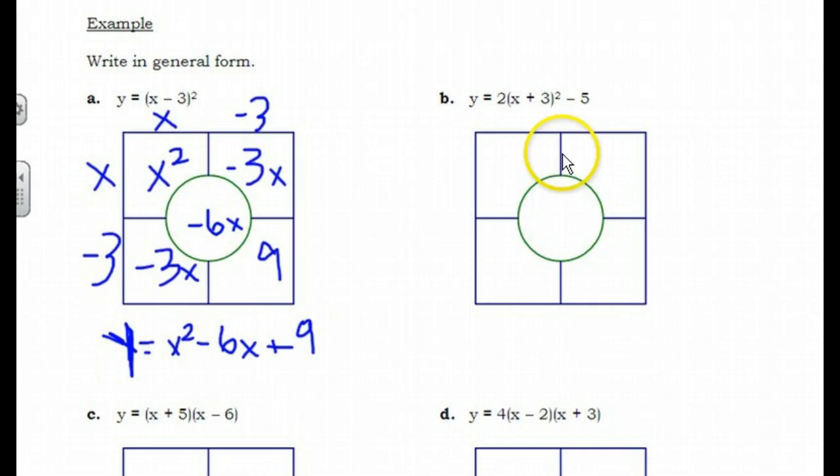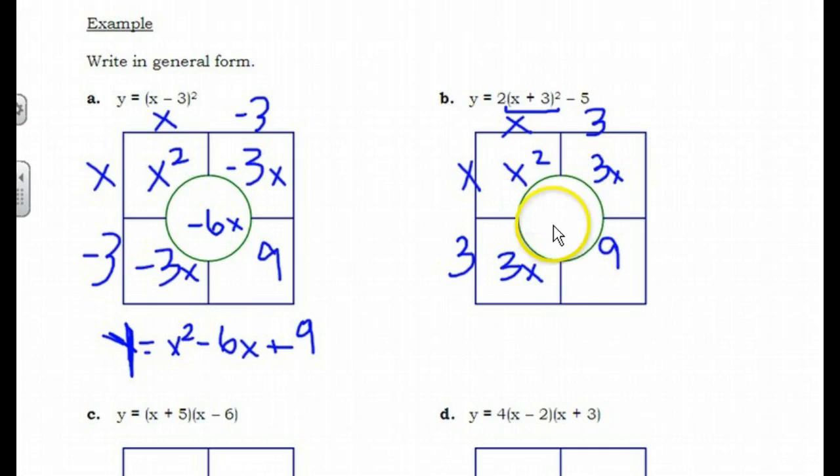Now this is a more complex version. We're going to use the box just to distribute the square into this binomial. I have x plus 3 and x plus 3. X squared, 3x, 3x, 9. The center is the combining of like terms. 3x and 3x makes 6x. And along this diagonal, I find my trinomial, x squared plus 6x plus 9.